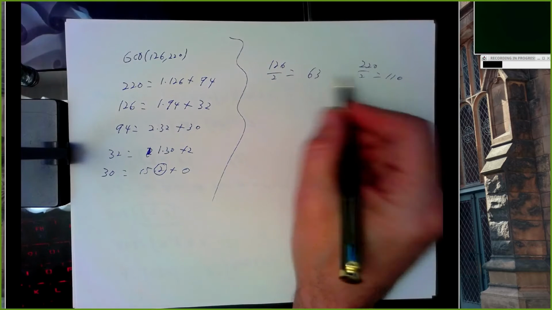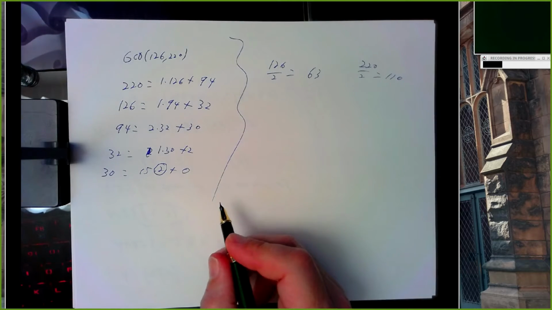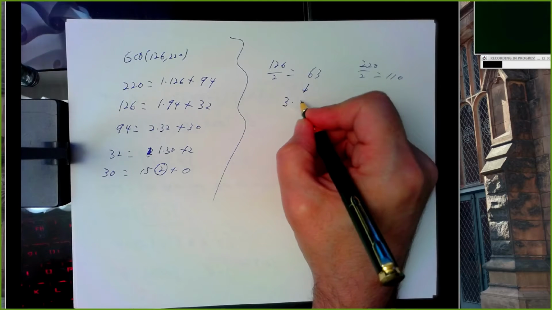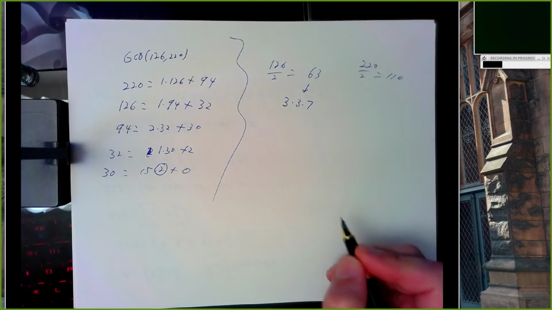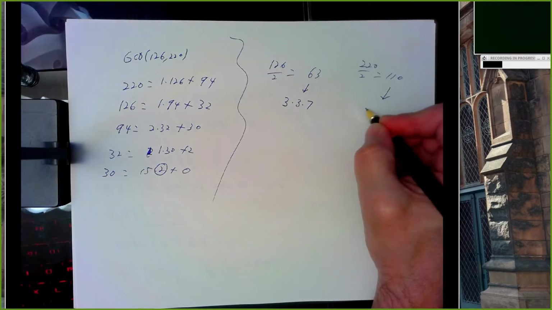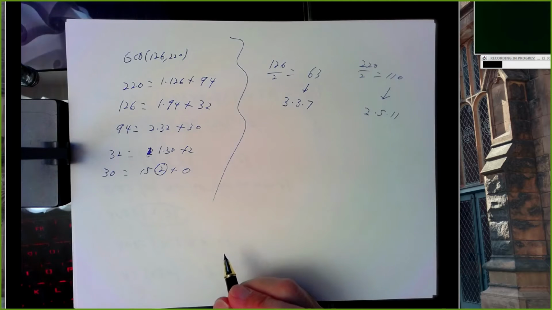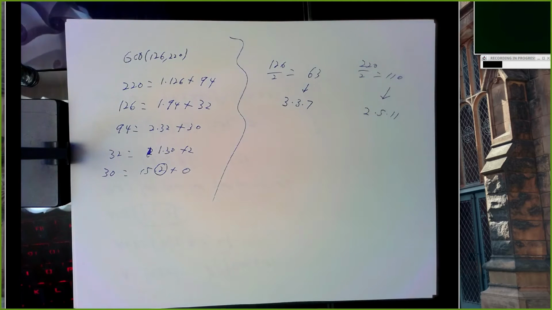Well, you could see if these things have any divisors in common, and you can do that by factoring. This is 3 times 3 is 9, times 7 is 63. This is 2 times 5 times 11. And there are no prime factors in common, so there can't be any factors in common at all. So 2 is the GCD there.